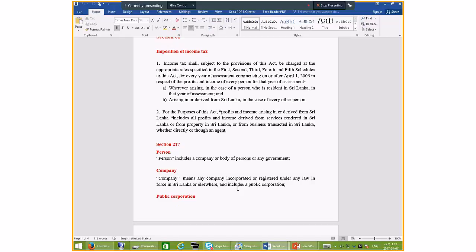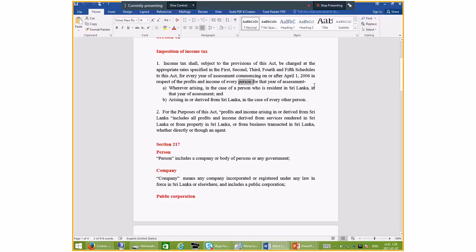So according to the imposition section, tax shall be charged on every person at the appropriate rate in the first, second, third, fourth and fifth schedules to this Act for every year commencing on or after April 1st, 2006 in respect of profit and income. Every person, you can find the word person, right? Then we have to find who the word person covers, as defined in section 217. Here the person includes a company or body of persons or any government.